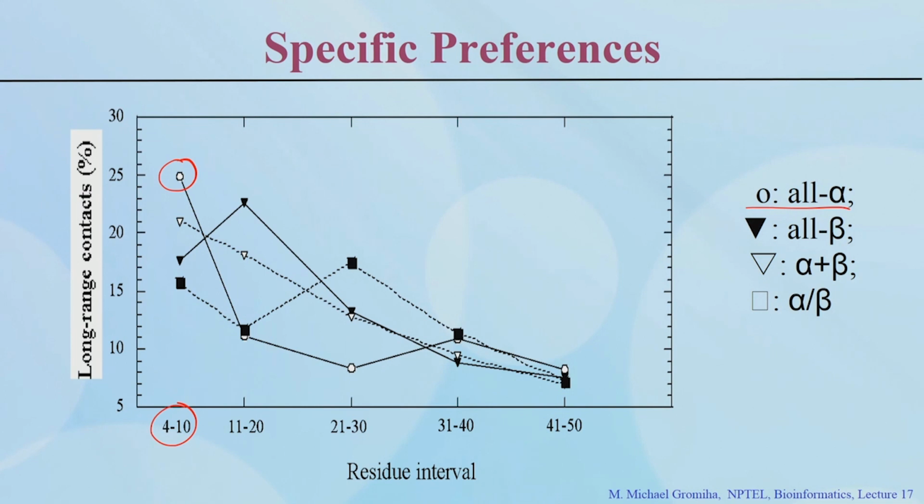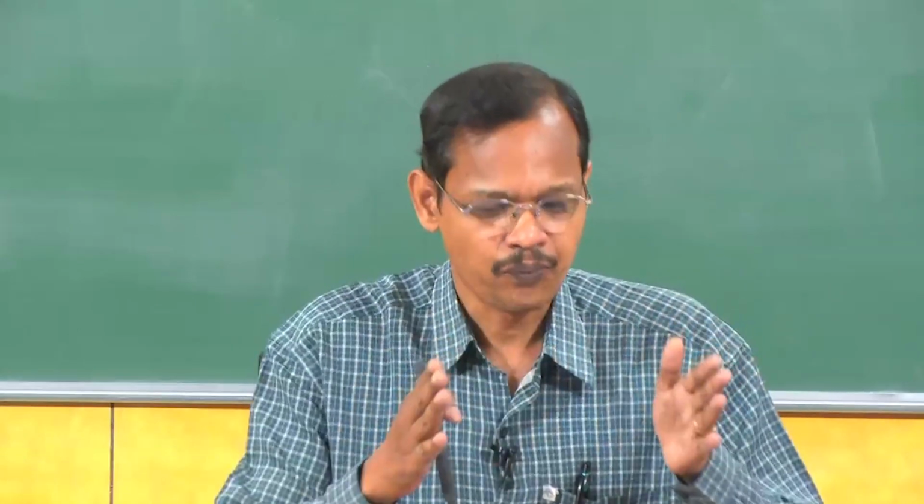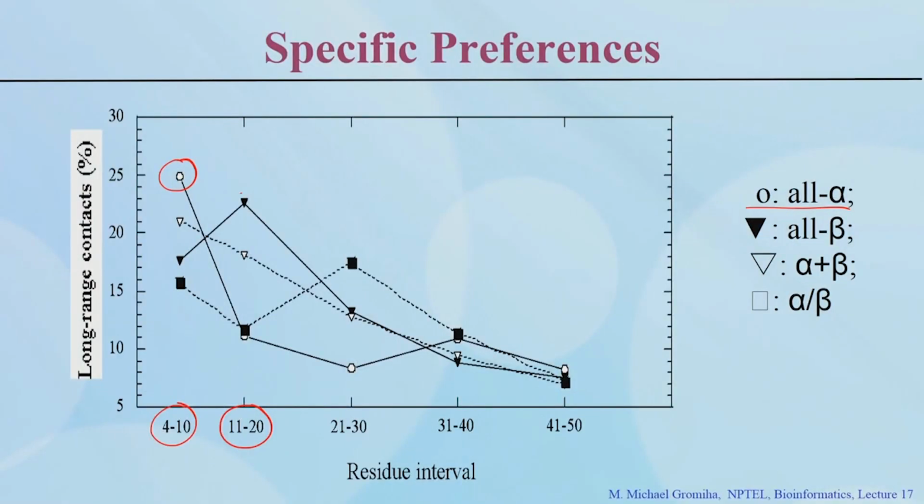But if you look at the all beta proteins, here the range is 11 to 20, because mainly these are antiparallel beta strands, and they have the hydrogen bonding pattern with respect to more than 10 residues. So, you can see 11 to 20 residues is the dominance in the case of all beta proteins.